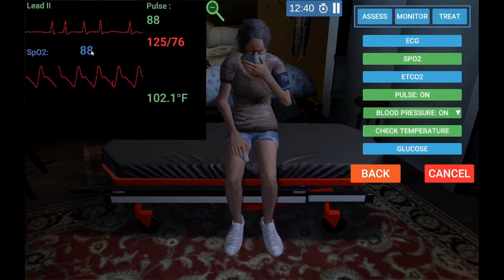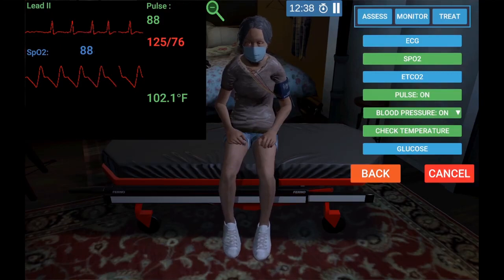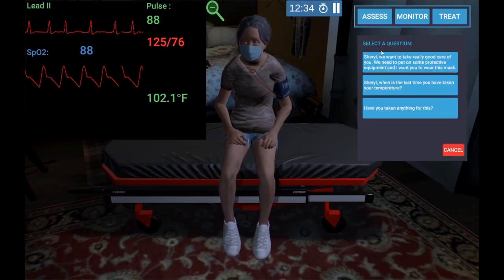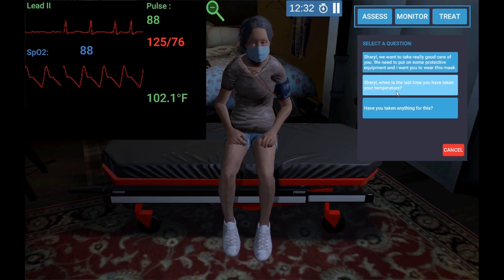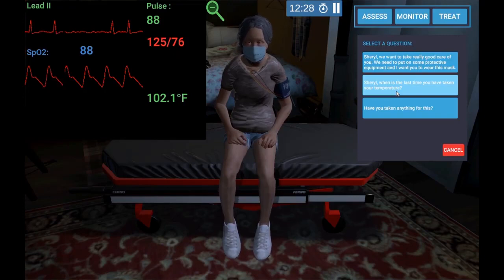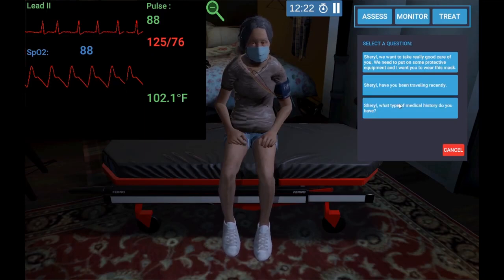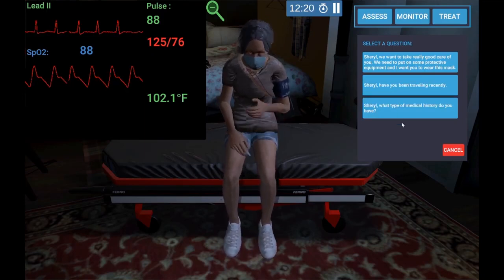In further assessing the patient, the user goes back to the question bank and asks, Cheryl, when was the last time you have taken your temperature? "This morning, it was 102." Next, the user asks, have you taken anything for this? "I've been taking Tylenol and some cold medicine."